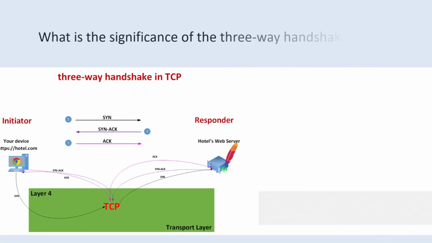What is the significance of the three-way handshake in TCP? The three-way handshake is a process in TCP where a connection is established between two devices. It involves SYN or synchronize, SYN-ACK or synchronize acknowledge, and ACK or acknowledge packets to ensure a reliable connection setup.